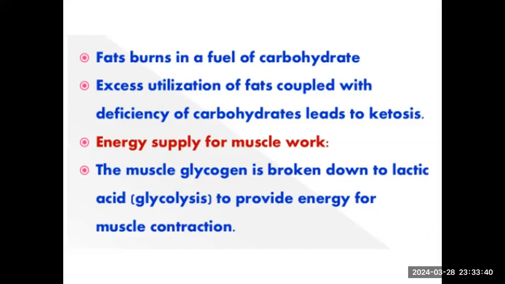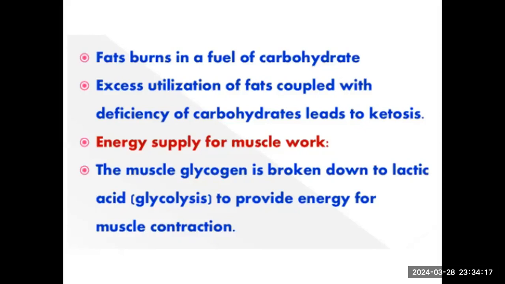Excess utilization of fats coupled with deficiency of carbohydrate leads to ketosis. Because if there is less carbohydrate, in order to compensate the energy from the metabolism of fats, through beta oxidation we get the formation of acetyl coenzyme A, and excess acetyl coenzyme A leads to the synthesis of ketone bodies, and their increase in the blood is known as ketosis.